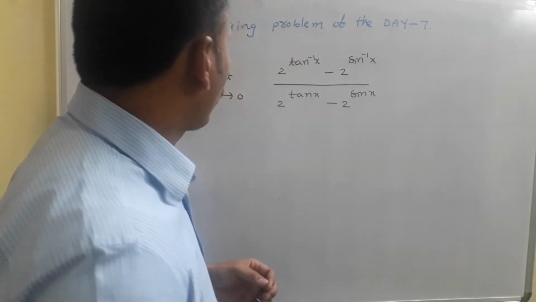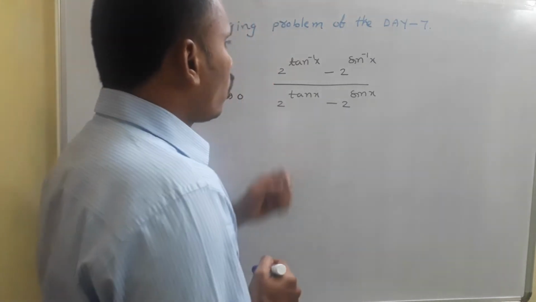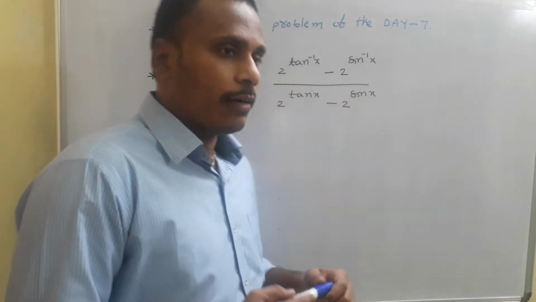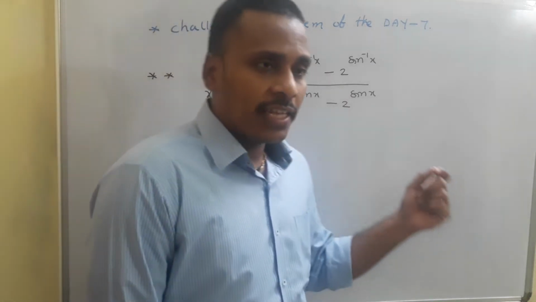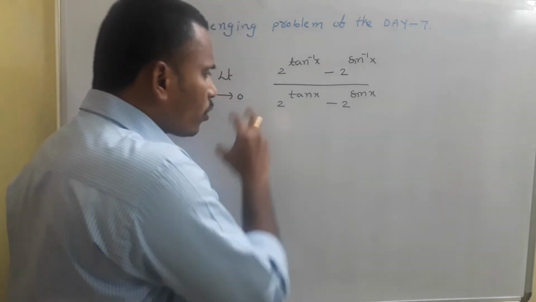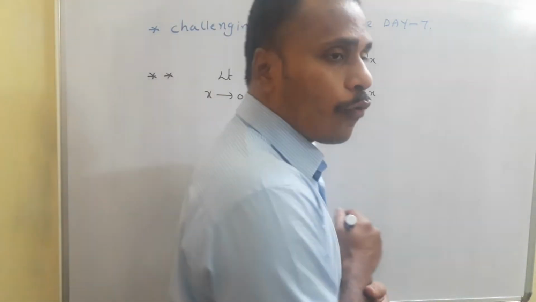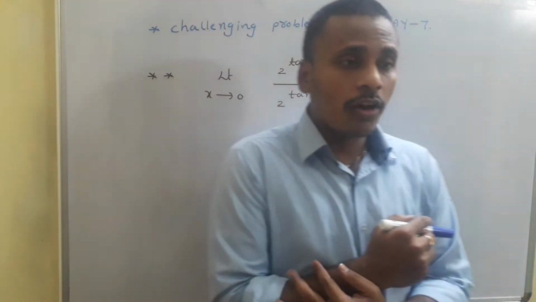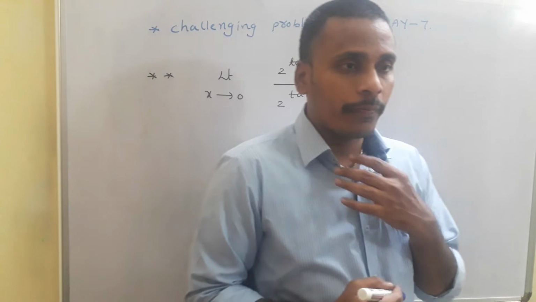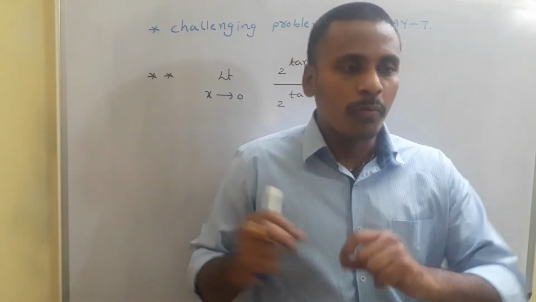Limit x tending to 0, (2^(tan⁻¹x) − 2^(sin⁻¹x)) divided by (2^(tan x) − 2^(sin x)). Okay, right. To solve this problem, we need to know the standard formulas of limits. Along with those standard formulae, we need to use some other standard problems also.